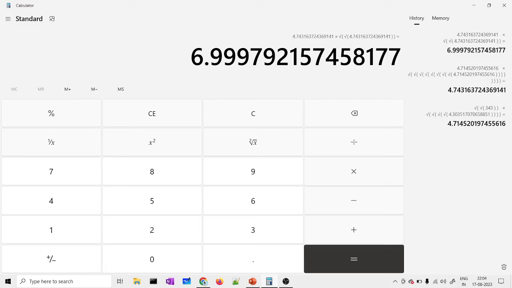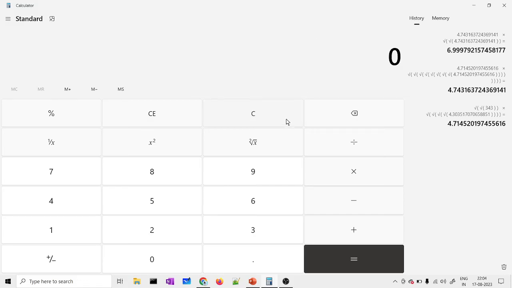Whenever you use this trick, the answer will always look like this. It would be marginally smaller than the required answer. For an example, let us try something else. We also know that 11 cubed is 1331. So we know the cube root of this number is 11. Let us try it over here again.